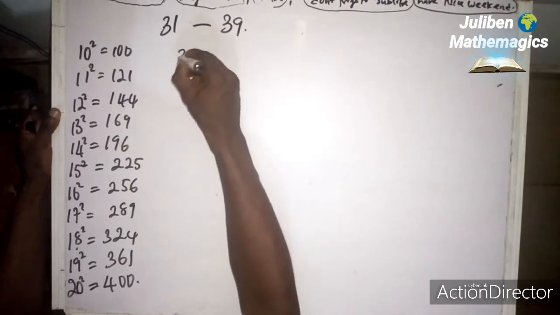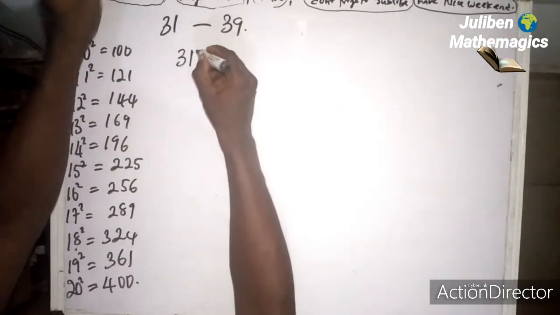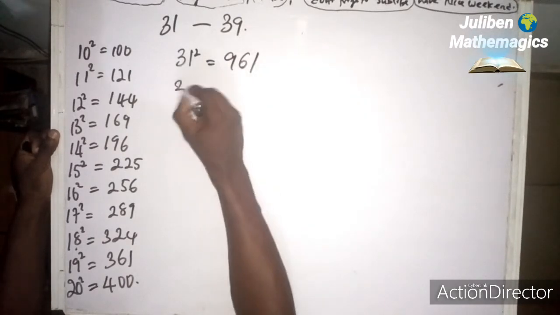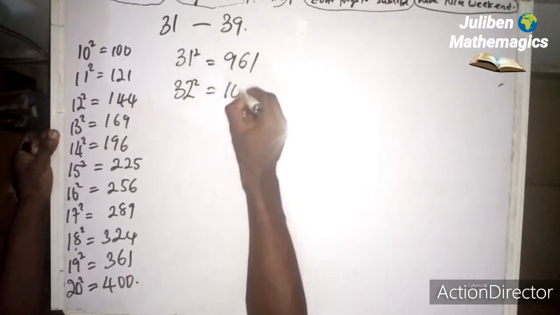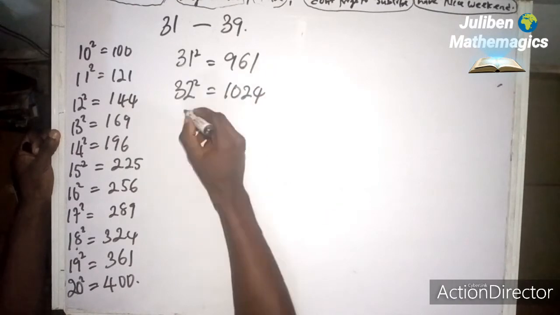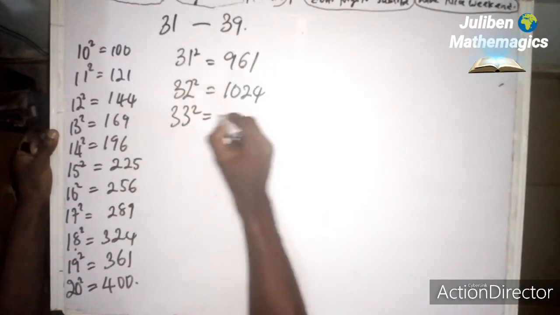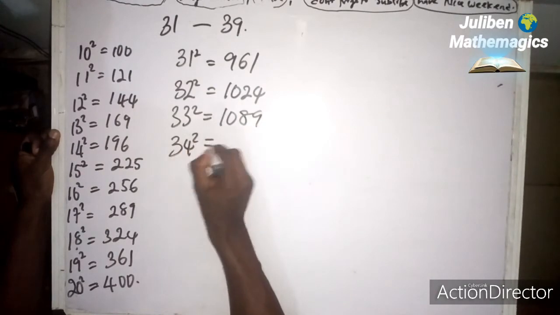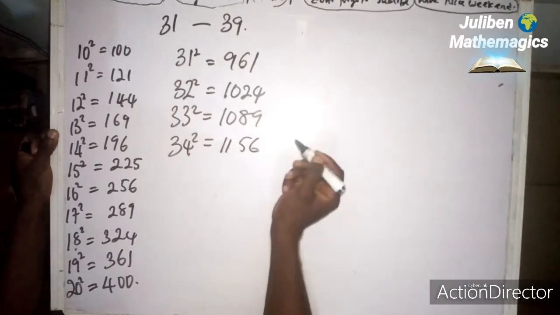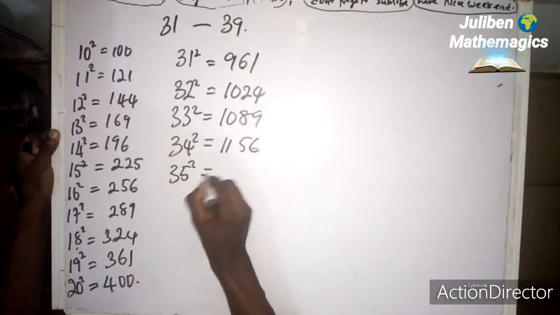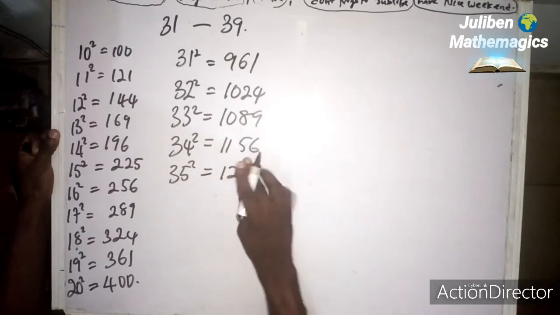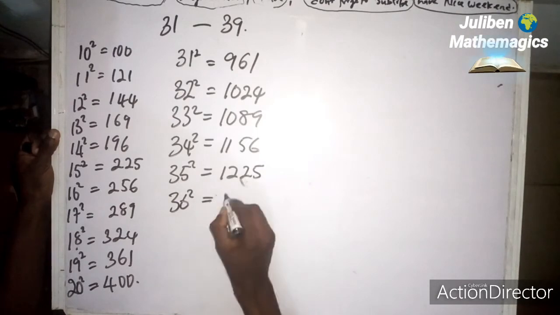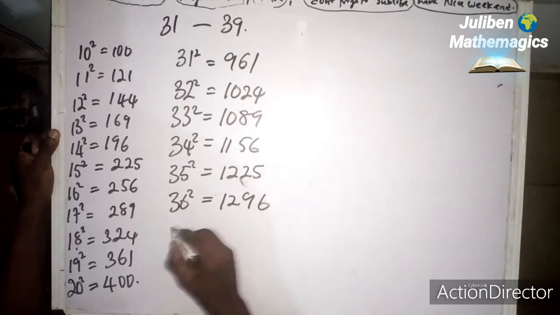Now, we start with 31 squared. And of course, 31 squared is simply 961. 32 squared is simply 1024. 33 squared is simply 1089. 34 squared is simply 1156. 35 squared is simply 1225. 36 squared is simply 1296.